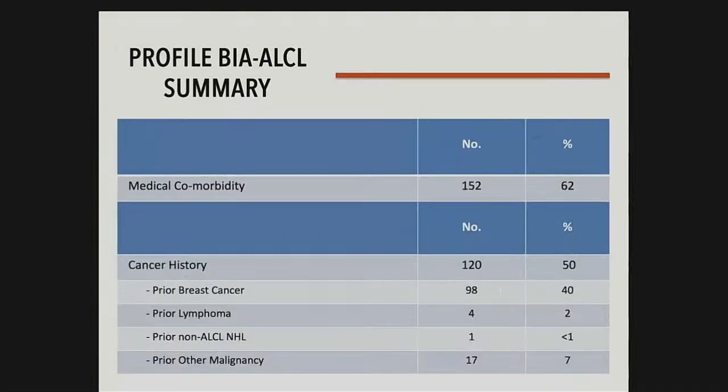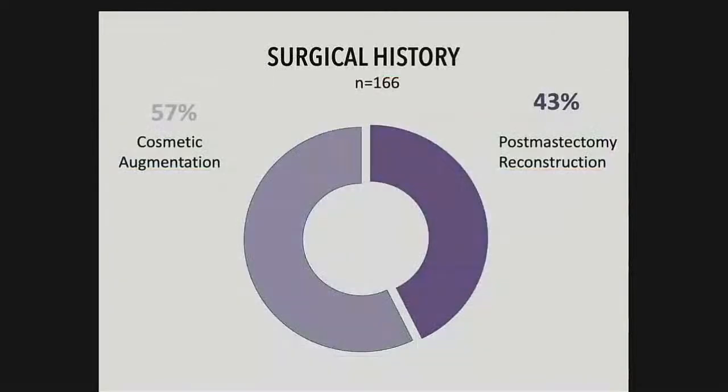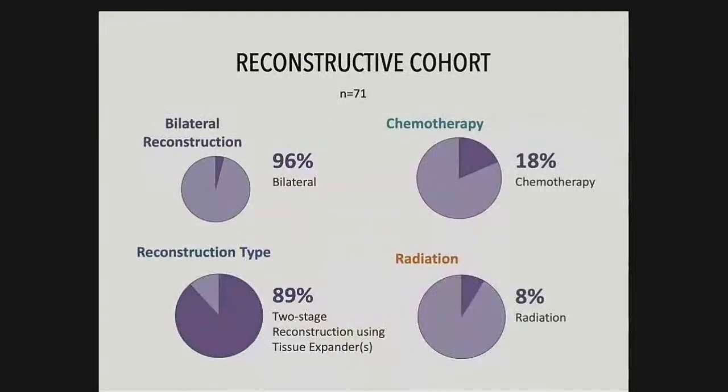The most common comorbidity being a prior cancer history. And of course, not surprisingly, the most common cancer was a prior breast cancer. Notably, 3 patients in total had a history of a prior lymphoma, 7 patients having another malignancy. Looking at patient surgical history, 57% had a cosmetic augmentation, while 43% had implants as part of post-mastectomy reconstruction.